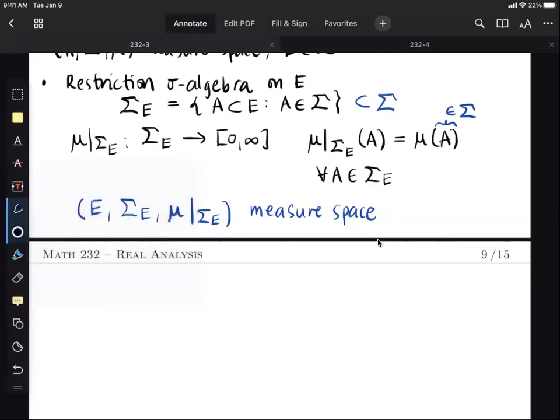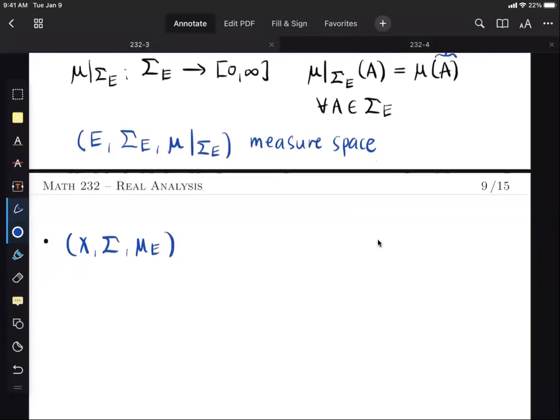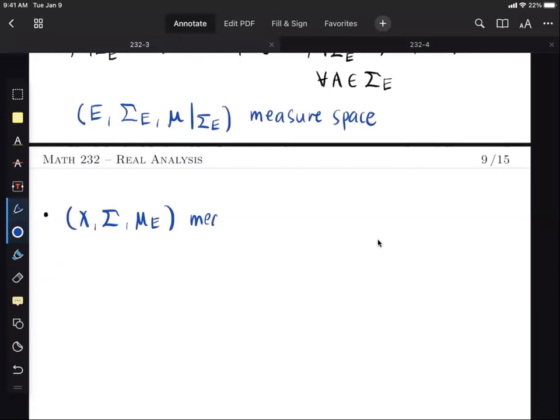Now, another way. So what if I retain the ambient space, retain the sigma algebra, but restrict the measure? So this is a measure space where mu sub E is a function, is the measure from the sigma algebra to the extended non-negative reals defined as follows.